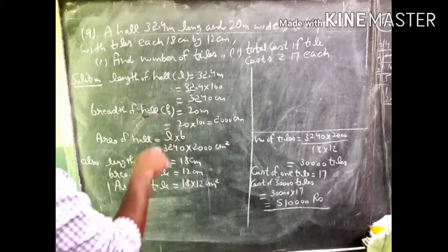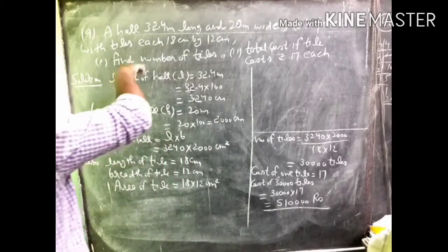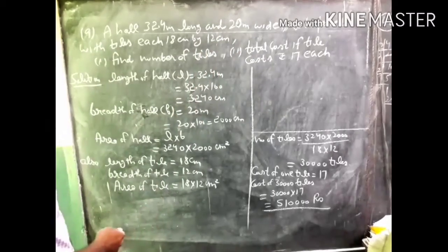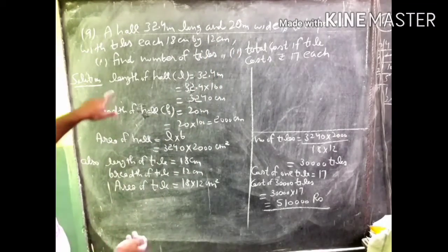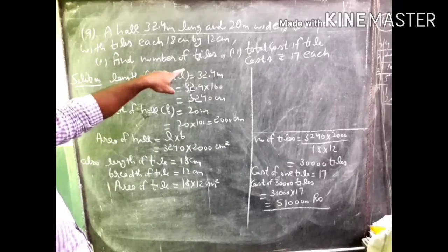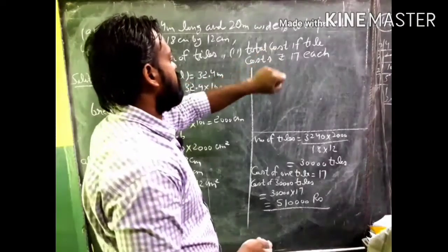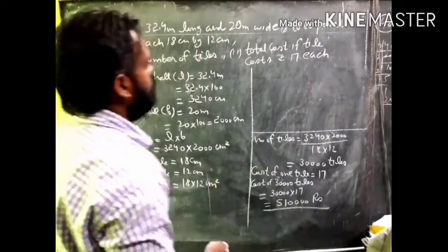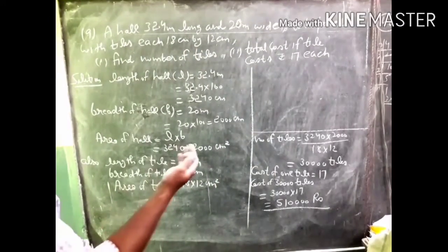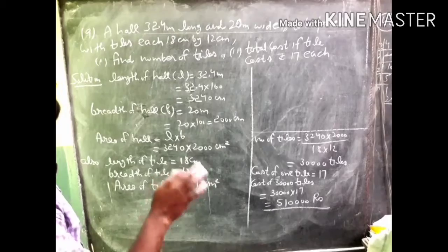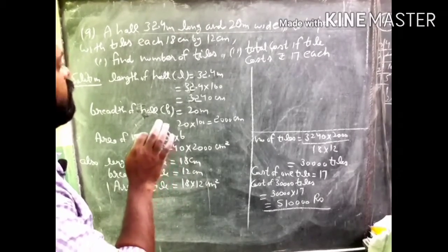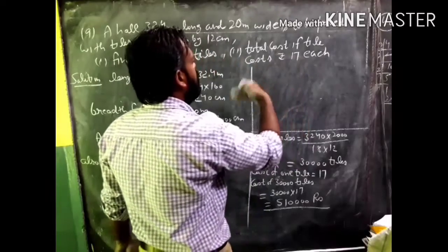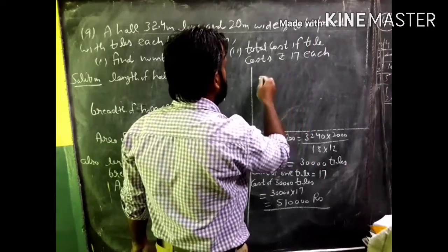Means we have to pave the whole area with the tiles, and the length and the breadth of the tile is 18 centimeter by 12 centimeter. So it is a very interesting sum. We have to find out the number of tiles and also the total cost, if the cost of one tile is 17 rupees. Okay, now you have to understand the statement first, and then you can easily understand the concept of how we can find out the area and how we can find out the cost of the tiles also.